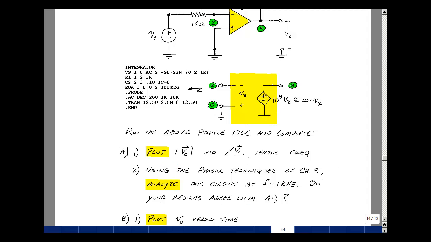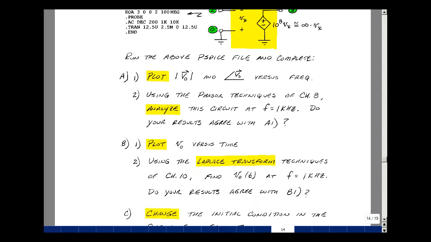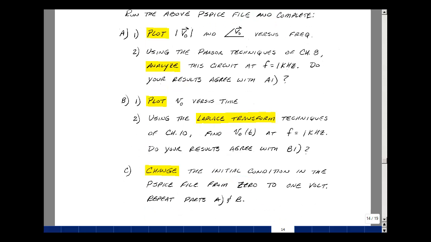Next, plot V out versus time. Then, using the Laplace transform techniques of Chapter 10, can you solve for V out? Do your results agree with part B1? And lastly, change the initial condition in the PSpice file from 0 volts to 1 volt and repeat parts A and B.